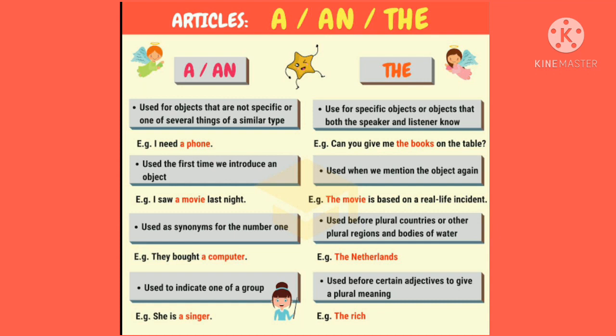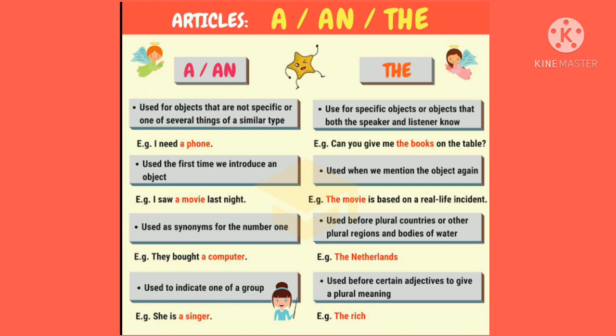Now look at the side. The is called the definite article. Why so? Because it is used for specific objects or objects that both the speaker and listener know. That is, both the people in the conversation should know about the object. Only then can they use the article the. The example given here is, can you give me the books on the table? So it is specifically the books on the table. Both the speaker and the listener know the books are on the table and that only those books are required, not any other books.